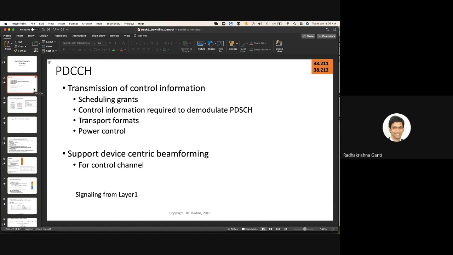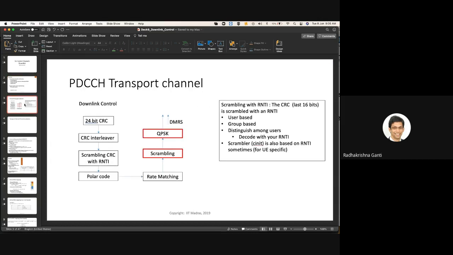So let us start with the first thing, the transport channel processing of PDCCH. Here is where some masala is there. This looks very similar to what is there in PDSCH. There's a CRC. After CRC, there's an interleaver. This interleaver is a new block. I'll tell you what this interleaver is. These both are new blocks.